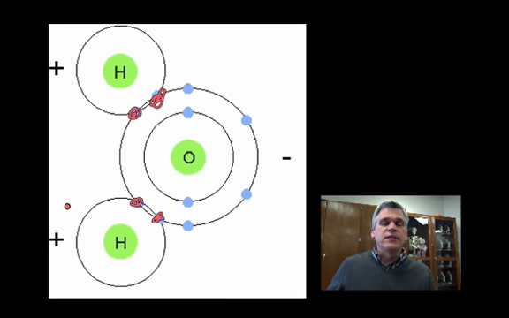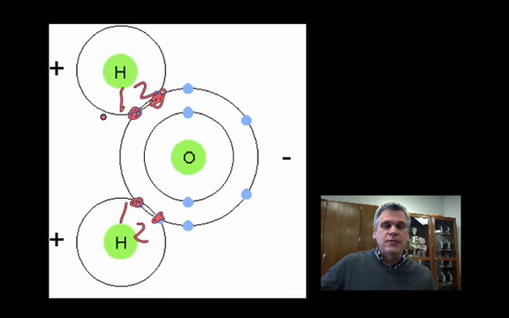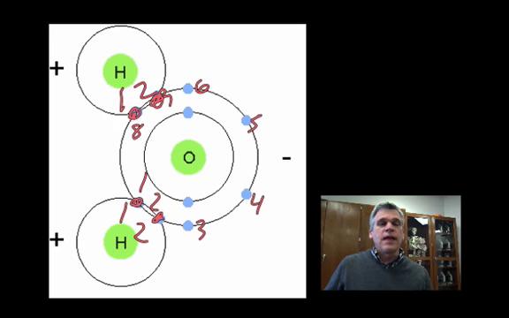Now what we have is a hydrogen that has 1, 2 electrons, and another hydrogen that has 1, 2 electrons in its outer shell. On the other hand, we have oxygen that has 1, 2, 3, 4, 5, 6, 7, 8 electrons in its outer shell, and now it is a very happy atom. And this becomes a very stable molecule.